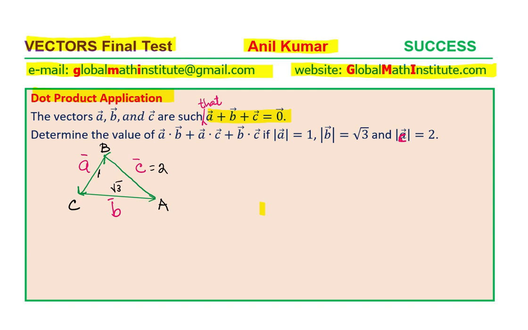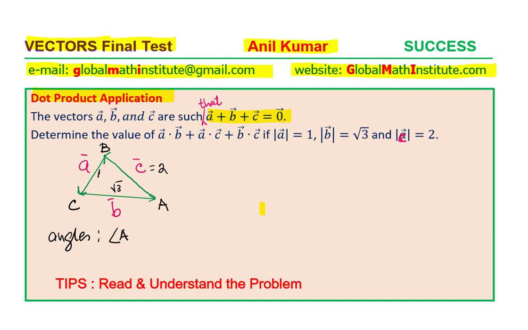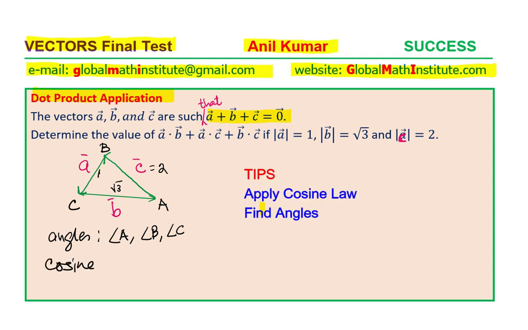So once we have a triangle, now since we know what A dot B is, A dot B involves the angle between A and B. That means we need to find angles first: angle A, angle B, and angle C. So let's do that. We'll use cosine law for finding angles, and then we can do the dot product. Perfect.